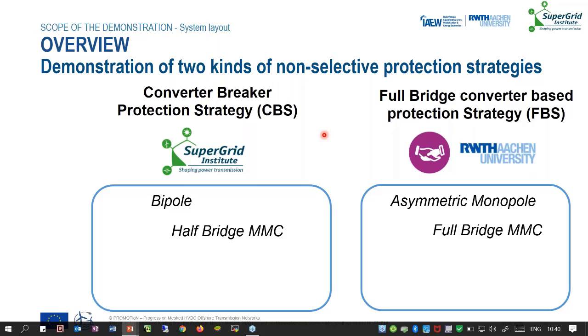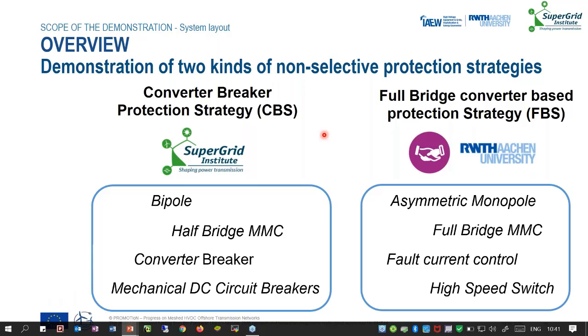This is at the expense of a larger amount of switches in the full bridge. That being said, for the converter breaker strategy, DC circuit breakers located at converter outputs are needed to interrupt fault currents, while in the full bridge strategy, the converter can actually limit the fault currents. And to isolate the faulty cables, the CBS uses mechanical DC circuit breakers with breaking capabilities up to 20 kiloampere. And for the FBS, high-speed switches with residual current breaking capability of tens or 100 ampere are sufficient.